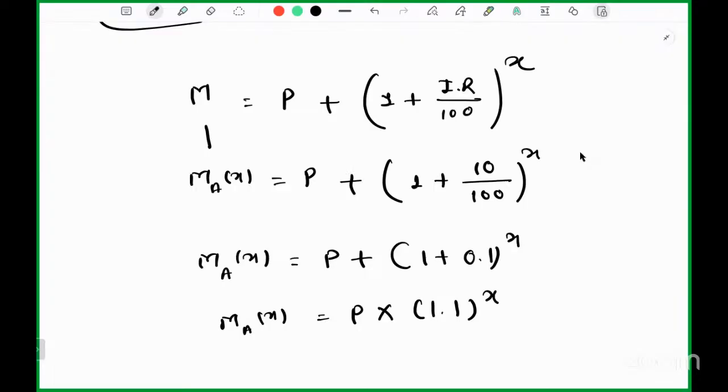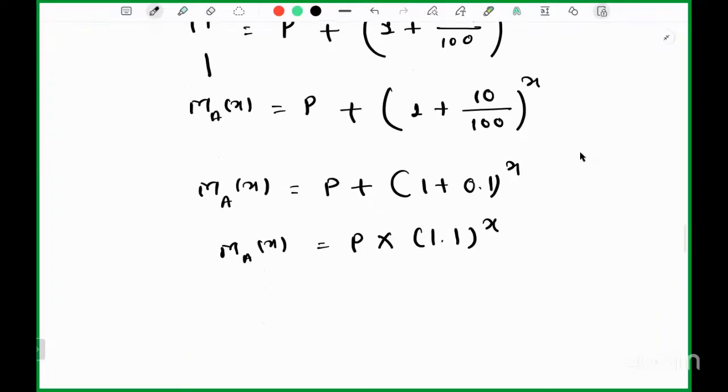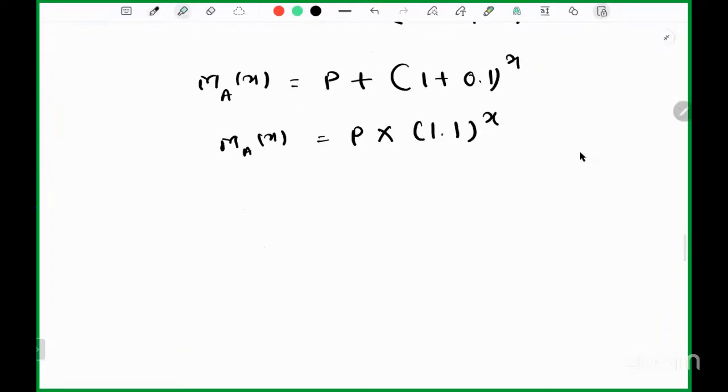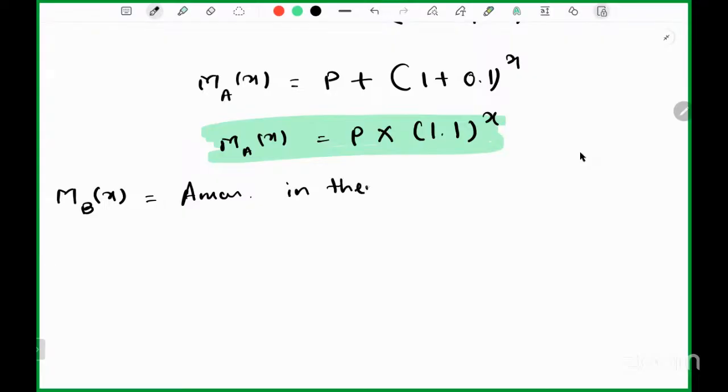Is that clear? Yes, ma'am. We will go to the other options too, but first of all, figure out the functions. So this is your MA of X. Similarly, we will calculate MB of X, which will be the amount in bank B after X years.